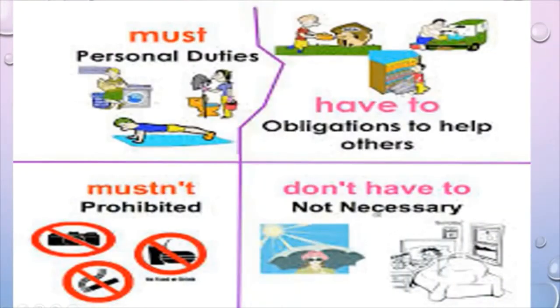This is the summary of these two modals. Must means personal duties and mustn't means prohibited. That means it is not allowed. Then have to means obligations to help others. Don't have to means not necessary.